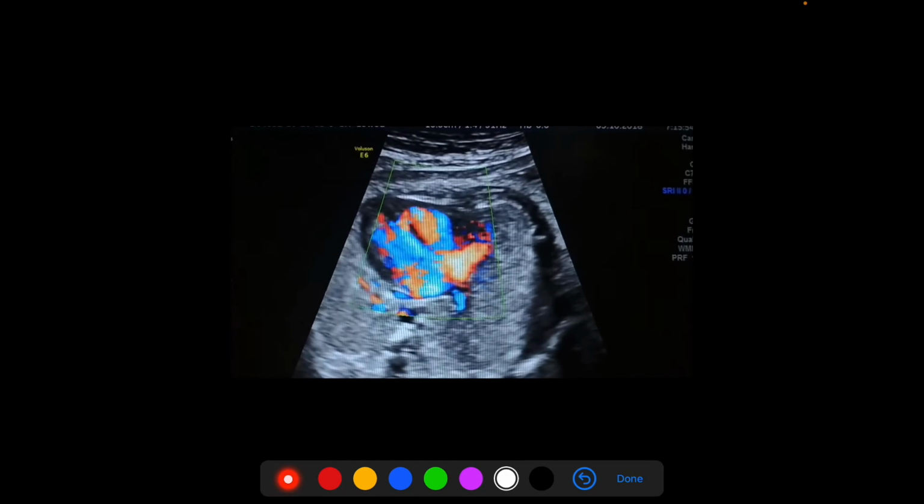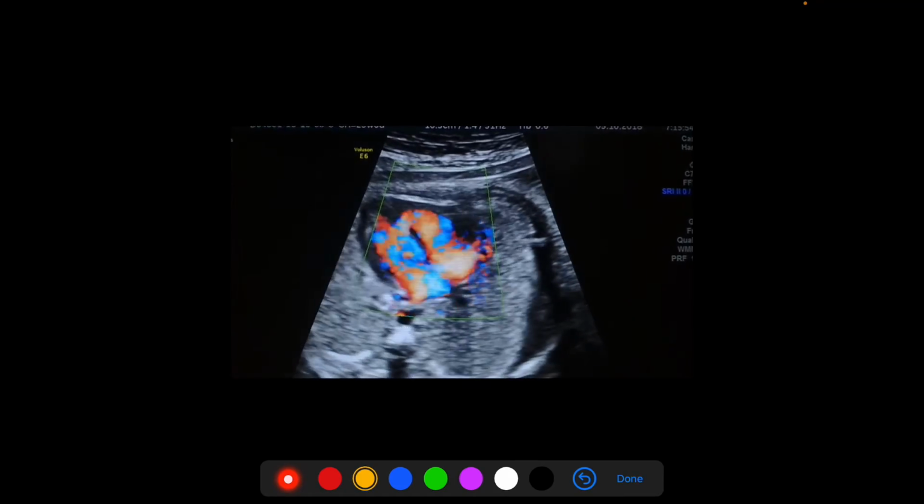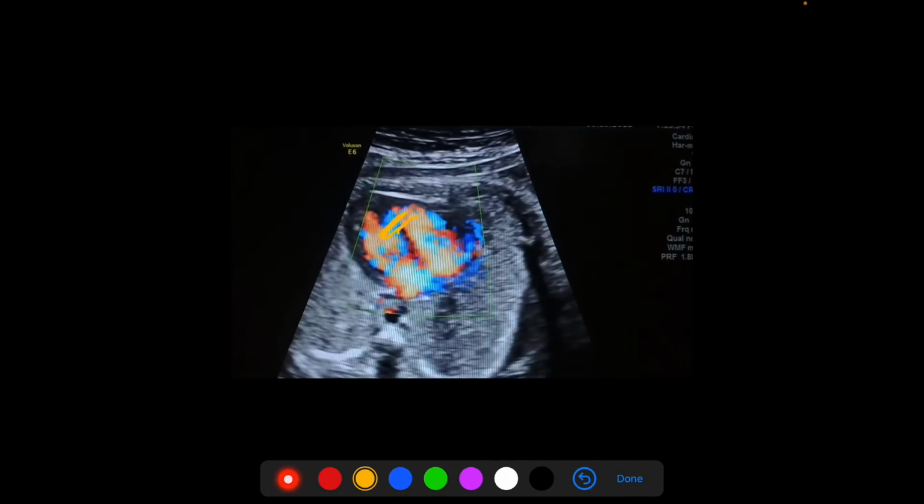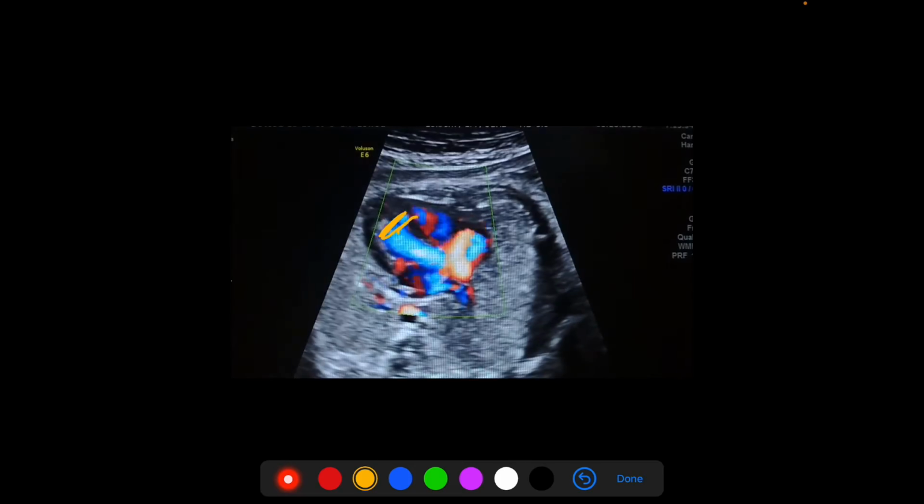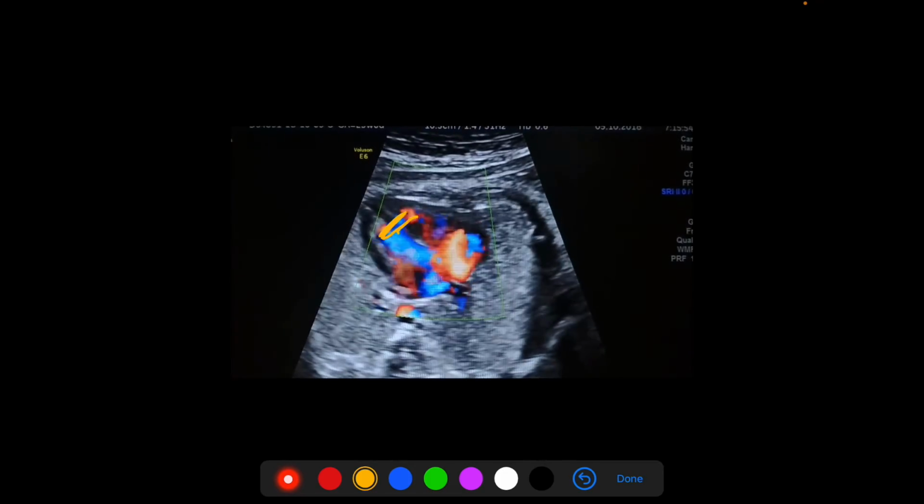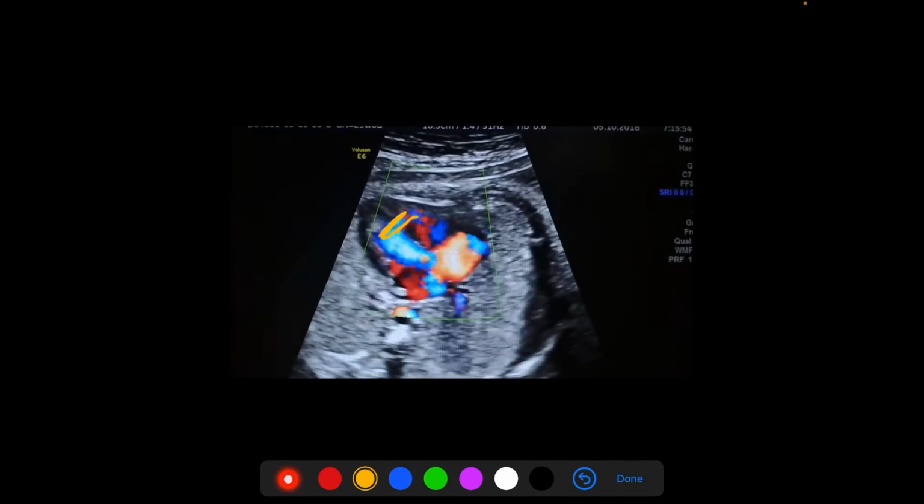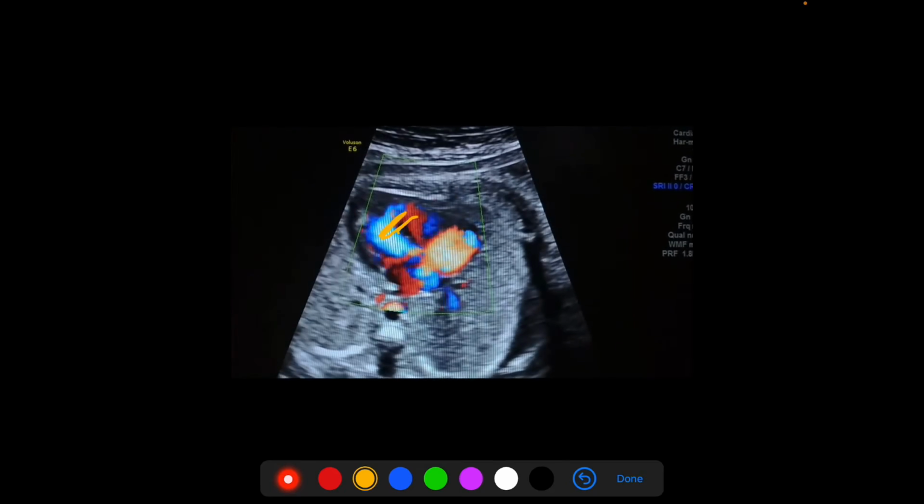As you see in this picture, you are seeing a muscular VSD where the flow is at the level of the muscular septum.